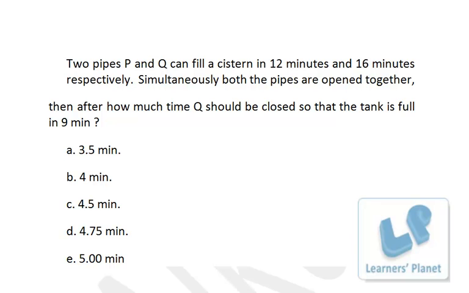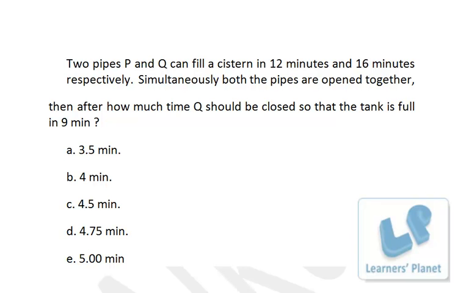Two pipes P and Q can fill a cistern in 12 minutes and 16 minutes respectively. Simultaneously, both the pipes are open together. Then after how much time should Q be closed so that the tank is full in 9 minutes? Now this problem is really simple. You don't have to go for much paperwork over here. Just try to understand the situation.